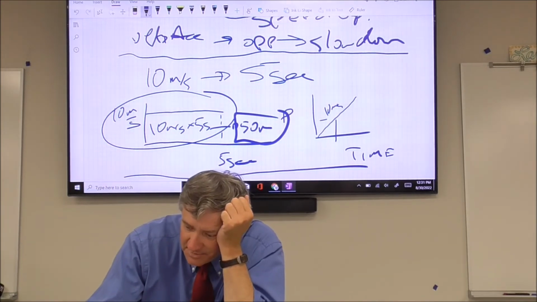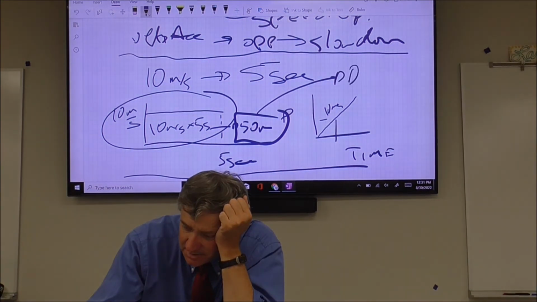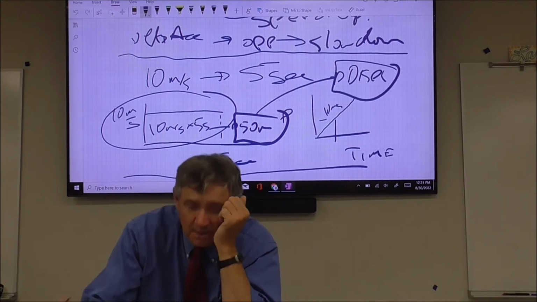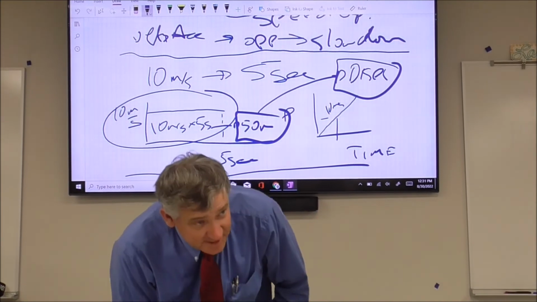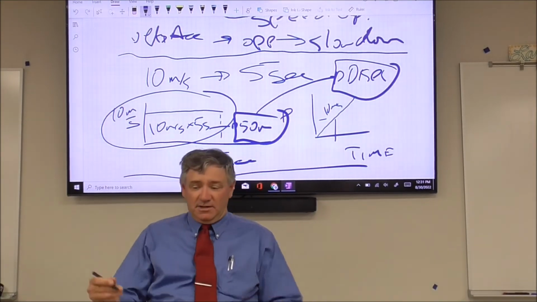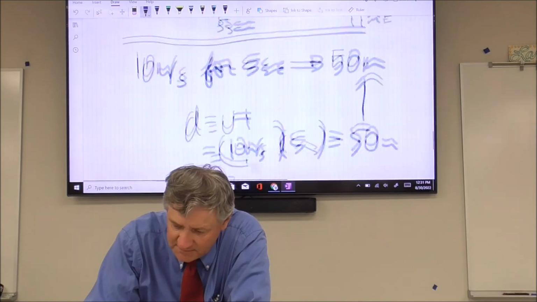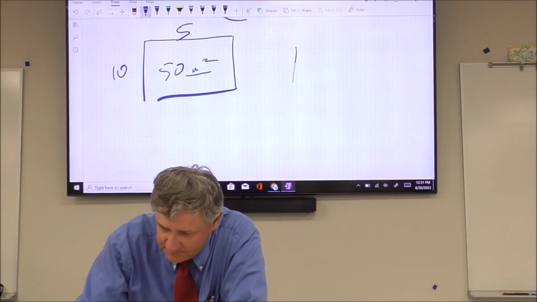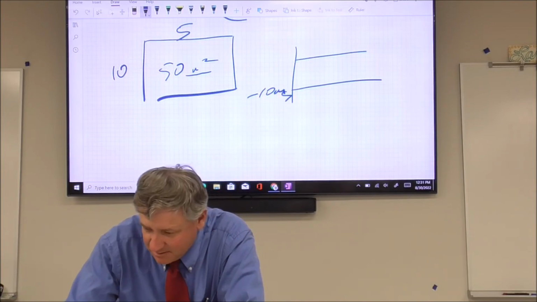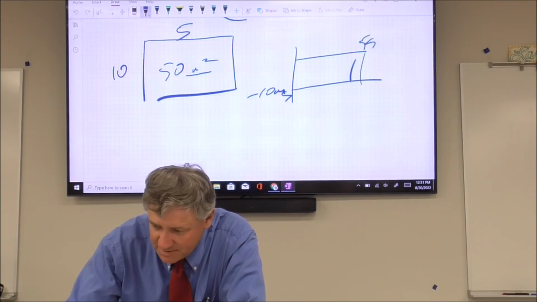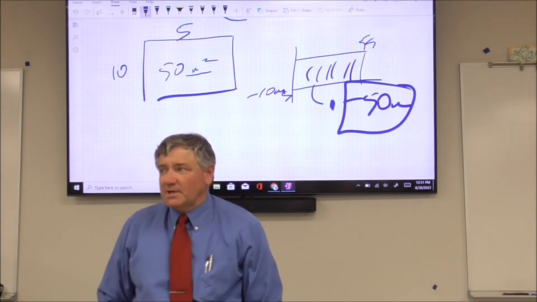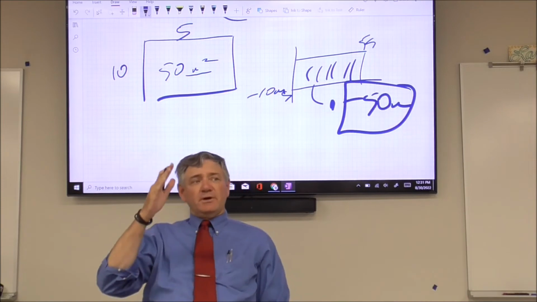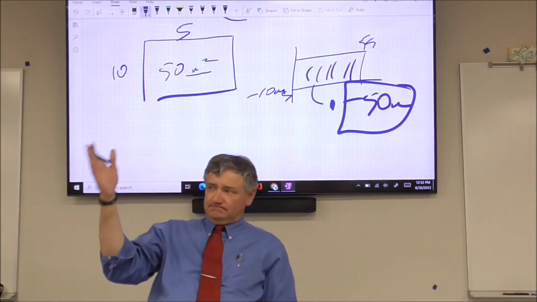So that 50 meters is how far Topher ran. Now, let's say Topher changes direction and his velocity becomes negative 10. How would we represent negative 10 meters per second on a velocity time graph? Pretty simple. We come down here and go, that's negative 10 meters per second. 5 seconds. This area would be negative 50 meters.